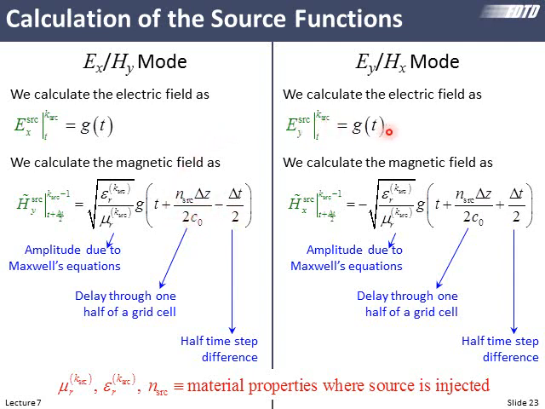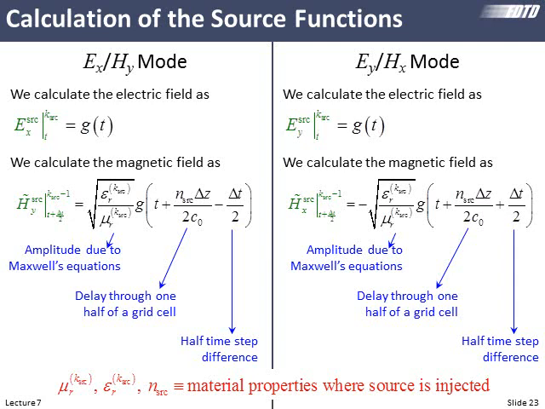Same thing for the EY-HX mode, except now we have a minus sign out for the amplitude. That came from Maxwell's equations. But we have these same two terms. We have the delay through a half grid cell, and we also have this half time step. Notice there's a positive here on the EY-HX mode and a negative here on the EX-HY mode. So we have these negative signs that we have to take into account. But the reason we have this little messier expression for H is it has to be a solution to Maxwell's equations, and we have to get the timings right.